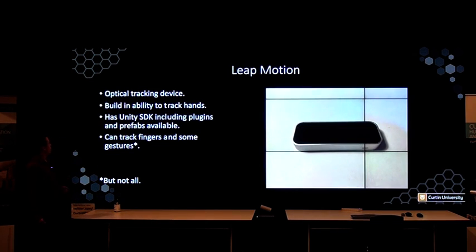LeapMotion is an optical tracking device that doesn't require a suit. It has a built-in ability to track hands, and I'll show you that when we do the demo. It has a Unity software development kit, so that makes life easier, so you don't have to script the LeapMotion side of things. And it's got prefabs available, including your hands, so you don't need to model the hands either. It can track fingers and some gestures, but it can't track all gestures.